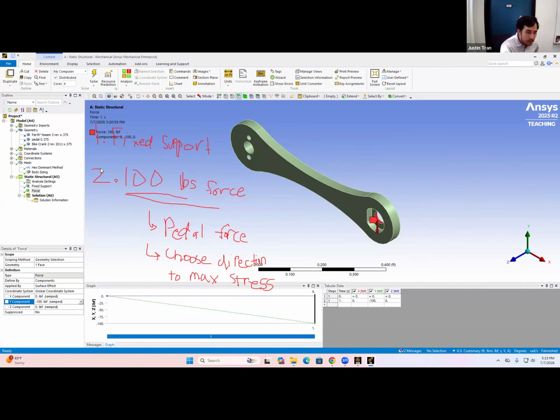Okay, good. That's my reasoning with the boundary conditions. Any questions on the boundary conditions? Question: if you want to flip the direction exactly 180 degrees, you just put a negative in front of the force? Yes, if you want to flip a force 180 degrees, you just put a negative sign. Exactly.